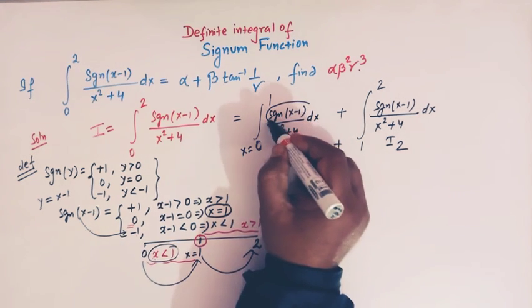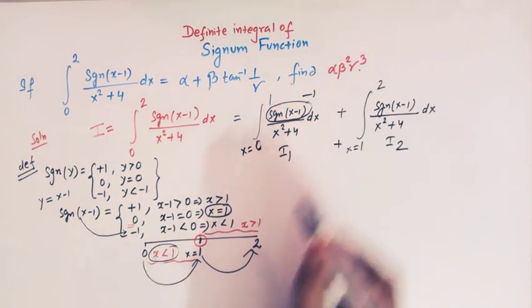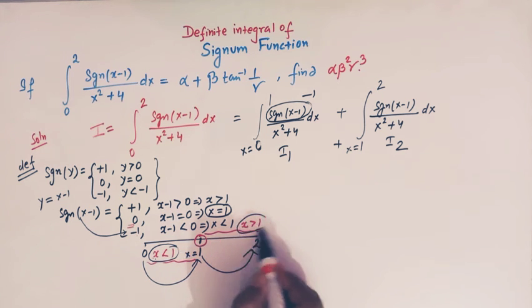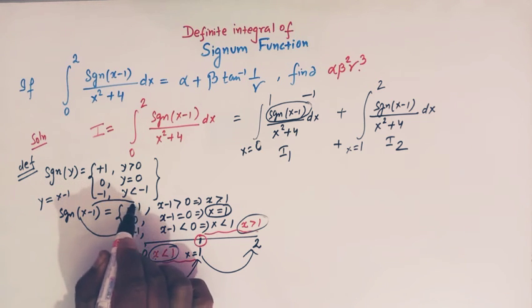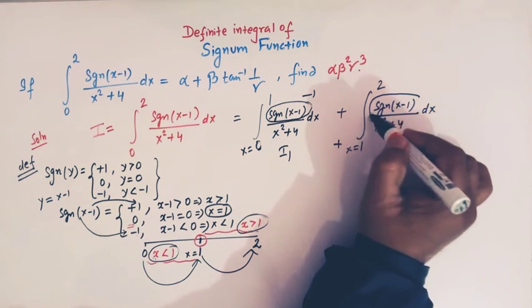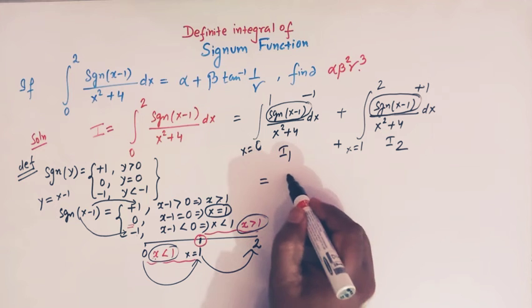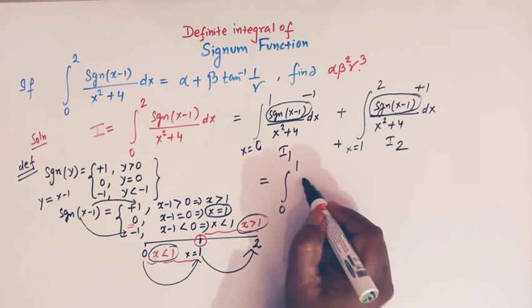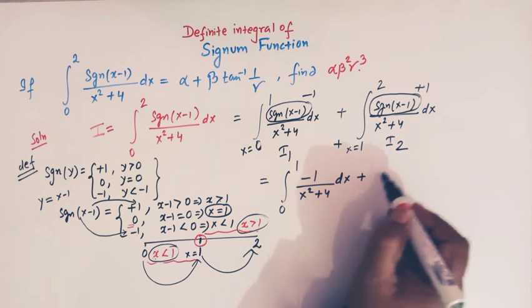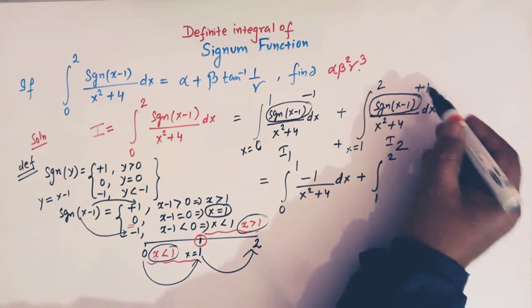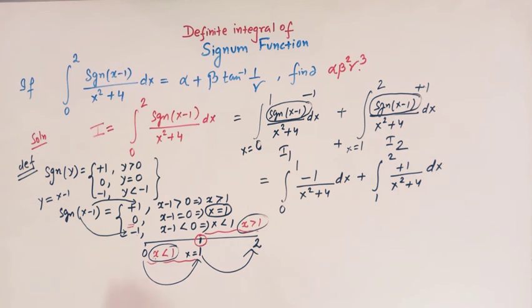So here we'll have minus 1, right? And when x varies from 1 to 2, x is greater than 1. So when x is greater than 1, signum of x minus 1 will take the value plus 1. So here we'll have plus 1, right? Now these two integrals become 0 to 1, and here we have minus 1 over x square plus 4 dx, plus 1 to 2, and here we have plus 1 over x square plus 4 dx, right?